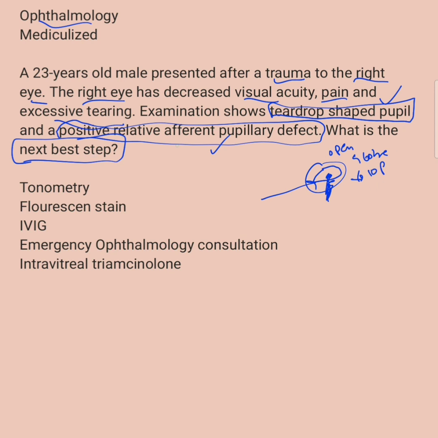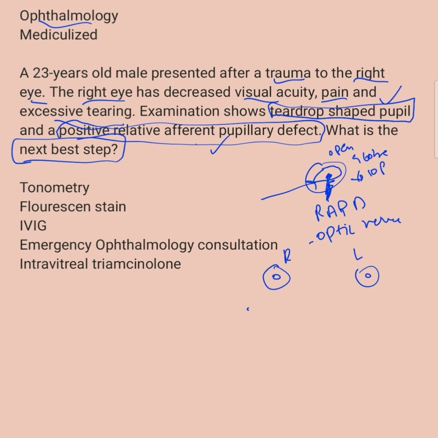So then RAPD. Let's talk a little about RAPD. RAPD can happen with anything that damages the optic nerve, for example optic neuritis, glaucoma, trauma. All of these can cause optic nerve damage, and they cause RAPD. So let's say we have the right eye and the left eye, and this is the pupil. Let's say this is normal.